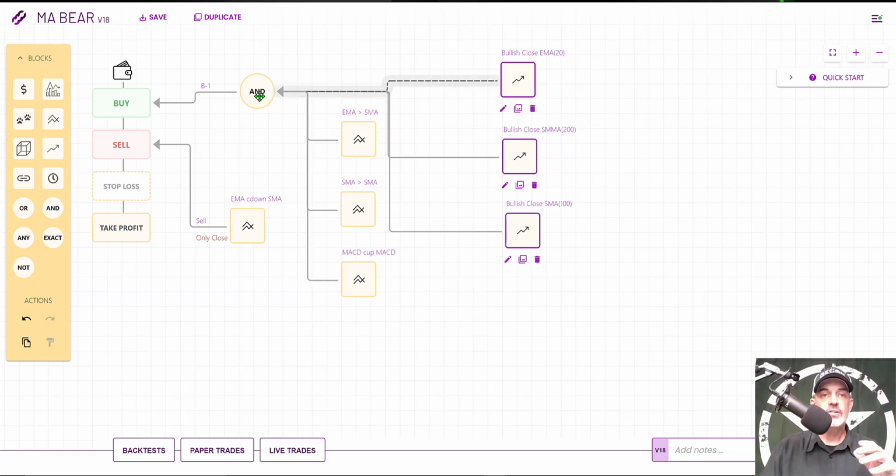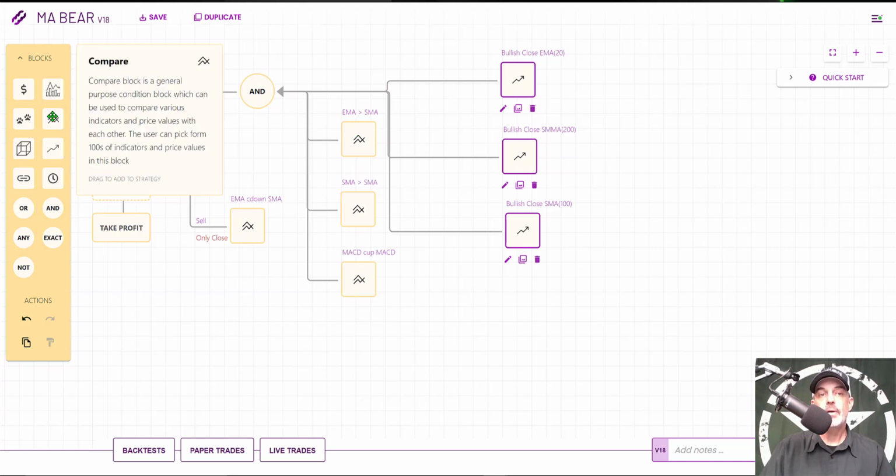And all 3 blocks are connected to an AND block, which you can find right here, and you can drag and drop in place, and then connect your AND block to the buy. And the AND block does basically require all of these blocks' parameters to be met in order to execute a buy order. And so now we'll jump over to the moving average compare blocks. All three of these blocks are your compare block, and the compare block basically does exactly as it says. It compares one indicator to another indicator.